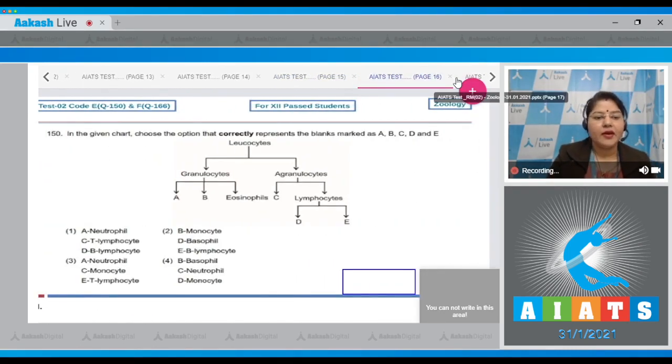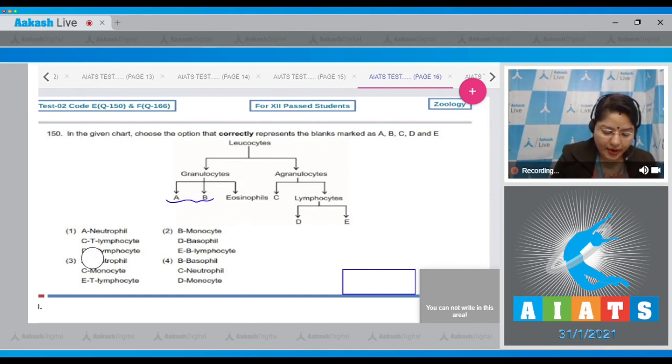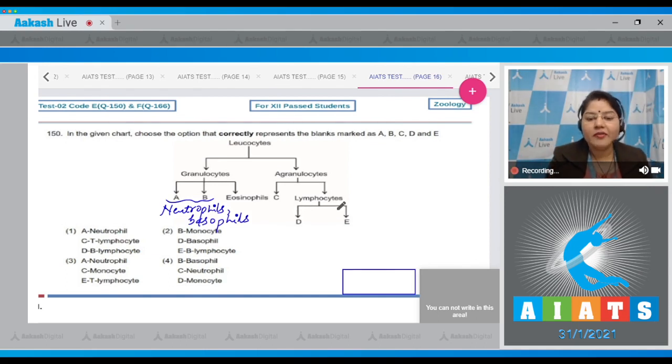Question number 150. In the given chart, choose the option that correctly represents the blanks marked as A, B, C, D and E. Leukocytes, they are of two types, granulocytes and agranulocytes. In granulocytes, neutrophils, eosinophils and basophils come. So A and B are neutrophils and basophils. Agranulocytes include lymphocytes and monocytes. So C should be monocytes.